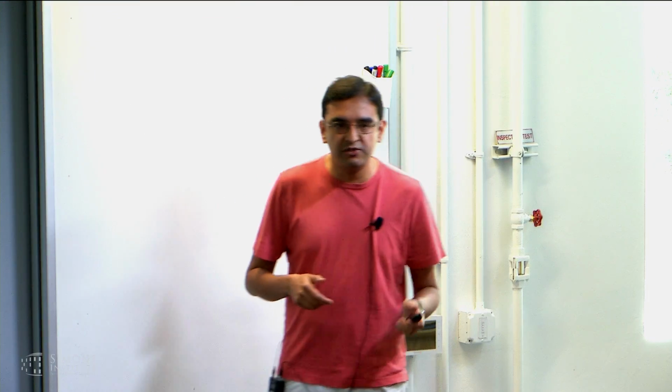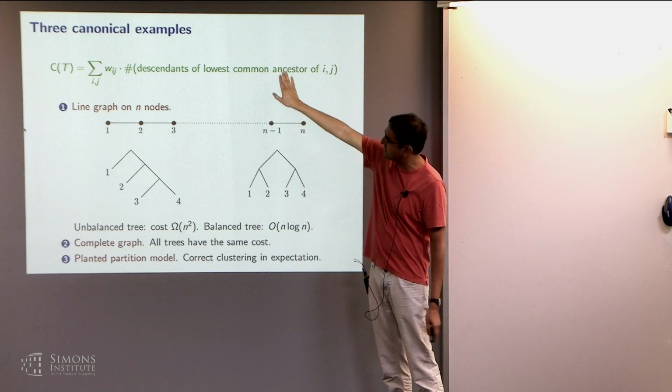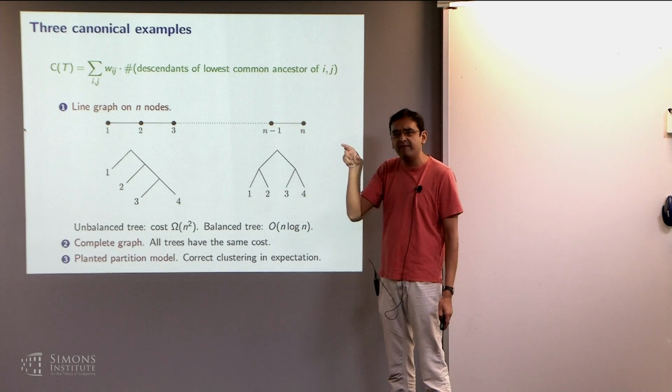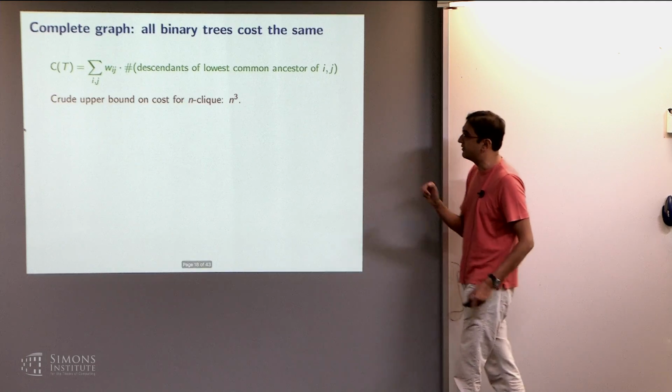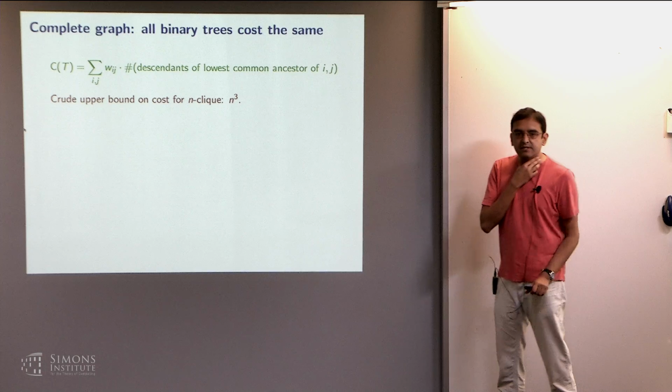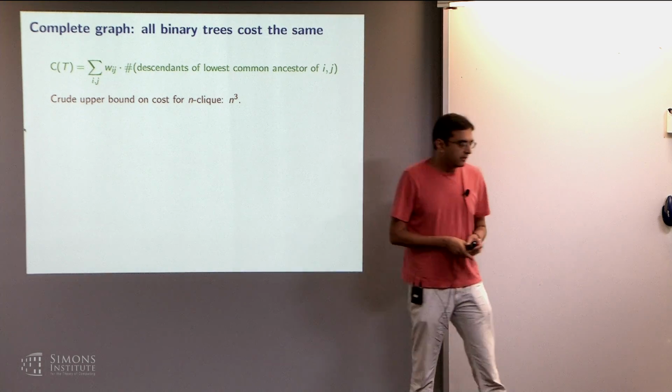Something like that. Okay, so let me just explain this property a little more. Why is it that under this cost function, if you start with a complete graph, every tree that you can think of has exactly the same cost, every binary tree? Okay? And so I'll just step through the argument very closely.